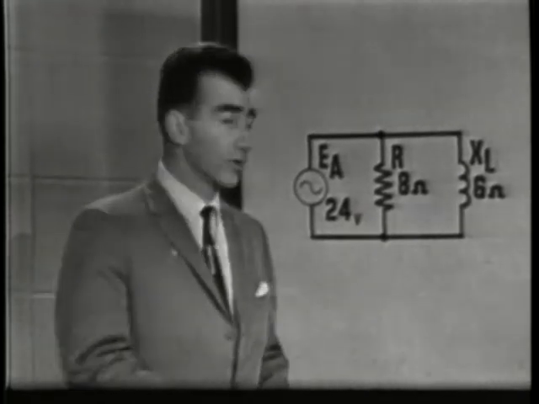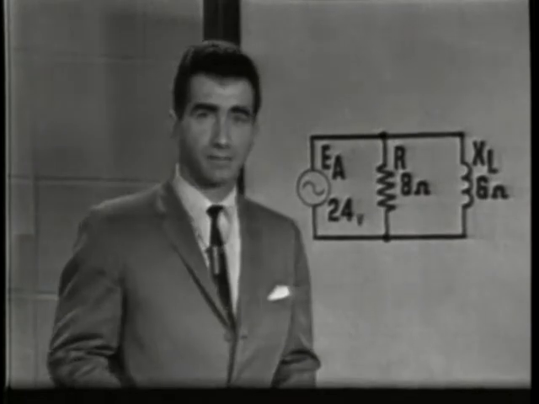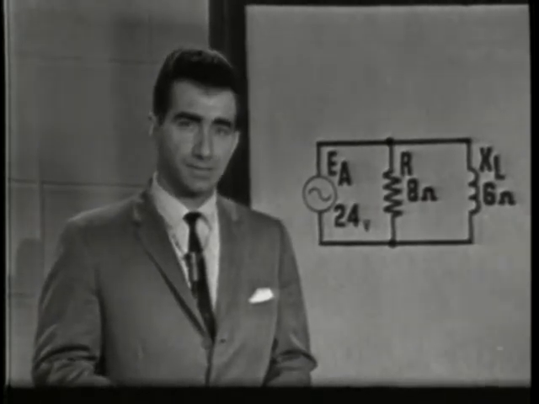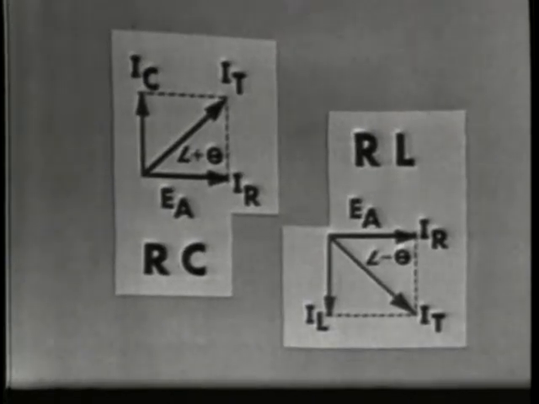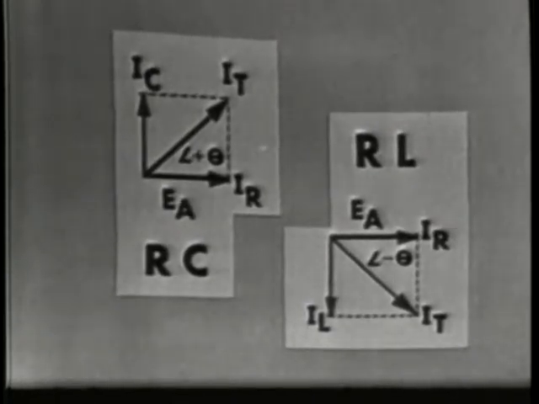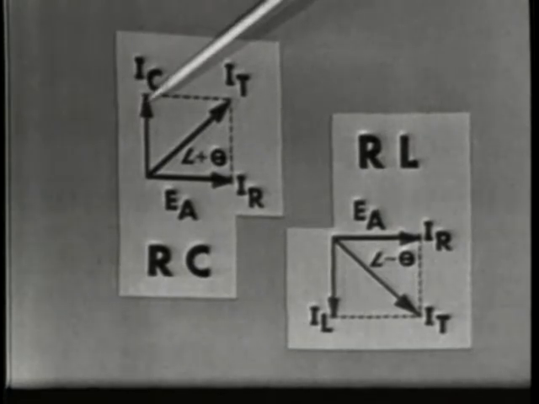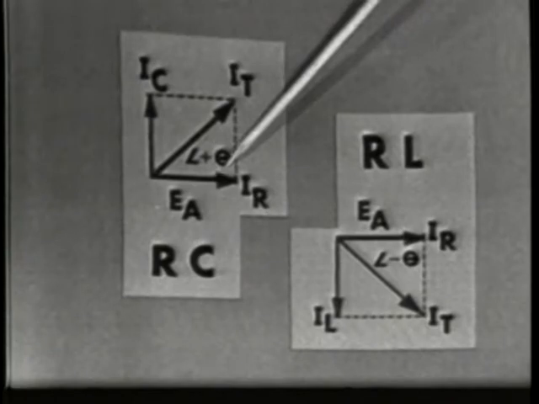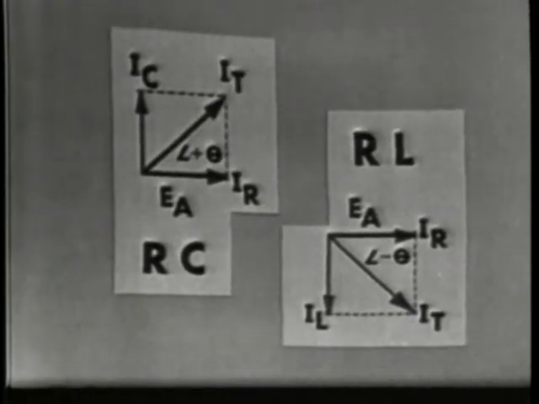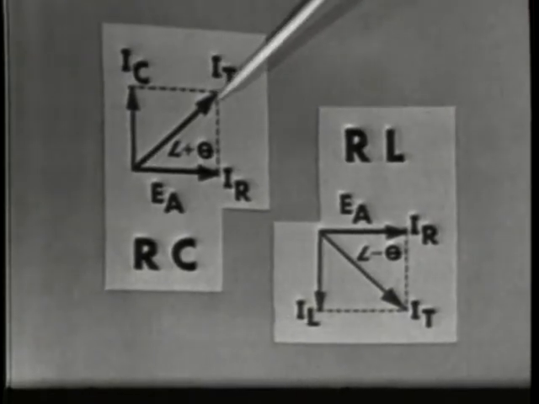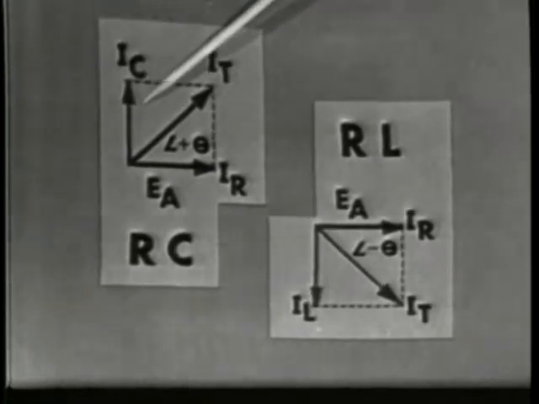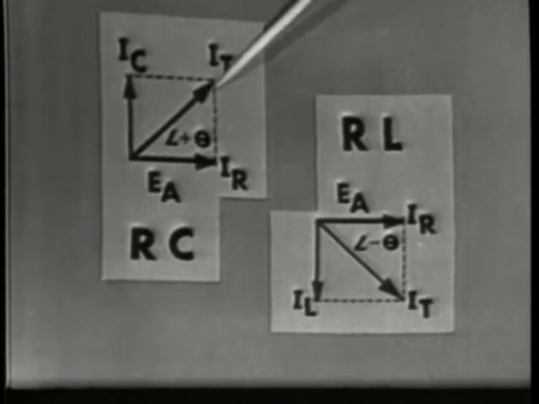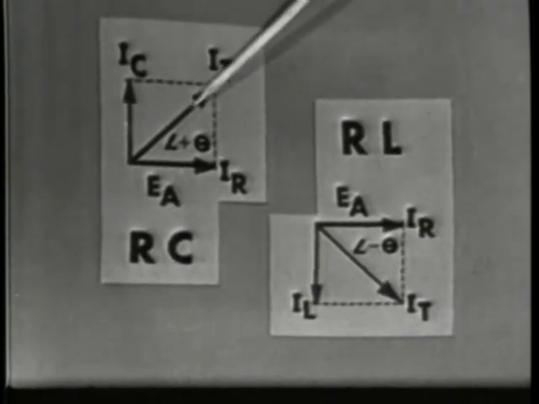The inductor, however, introduces a 90-degree phase shift between current and voltage, but not in the same way as the capacitor. If we plot a vector diagram of the RC circuit, we must show IC 90 degrees ahead of EA because current leads voltage in a capacitive circuit. And of course, the total current will be ahead of EA by some angle less than 90 degrees. Now, this circuit is said to have a positive phase angle or leading phase angle.